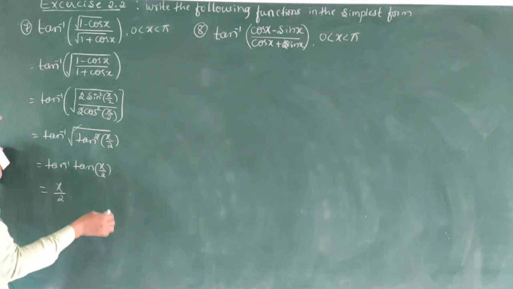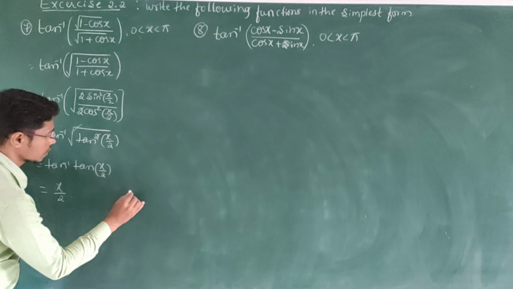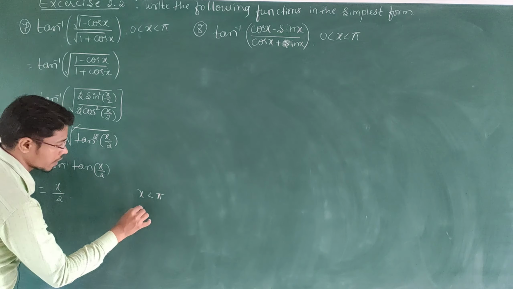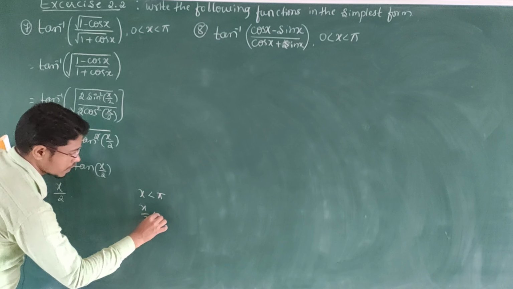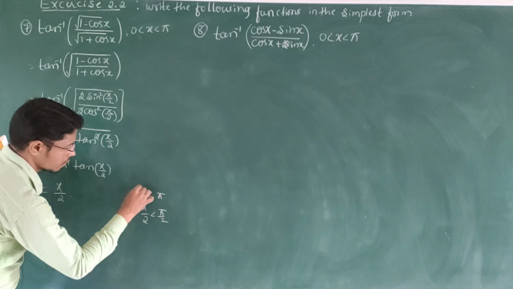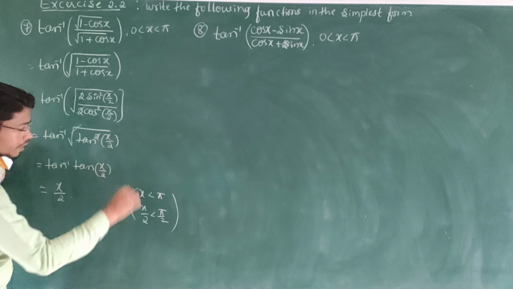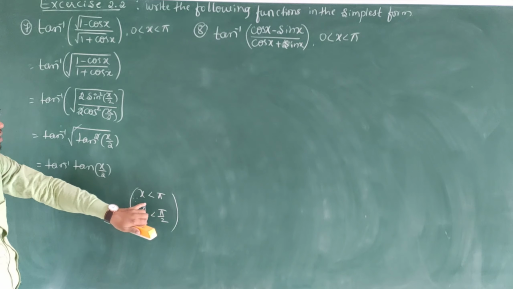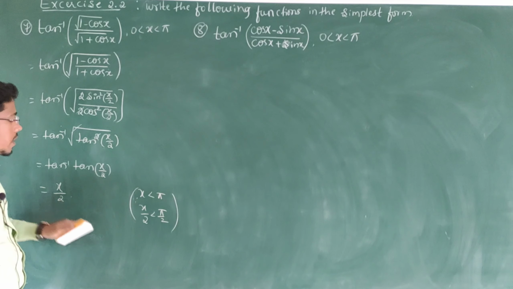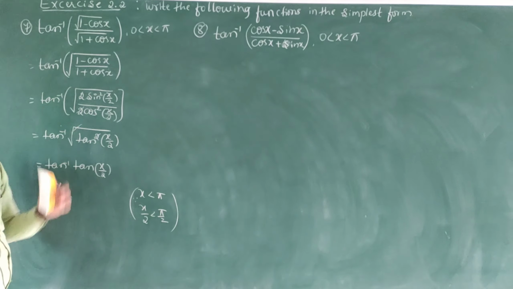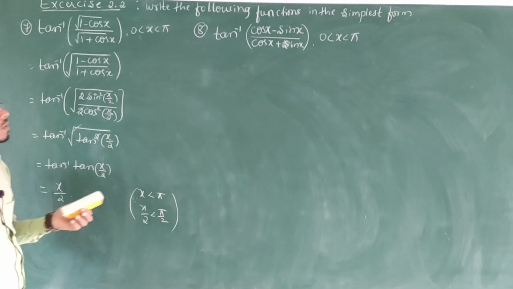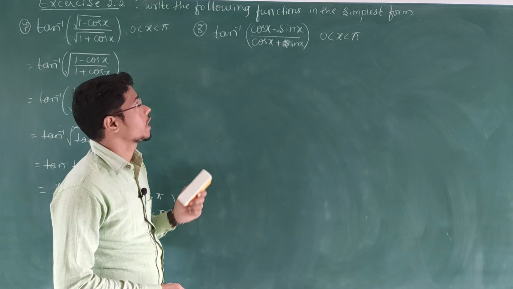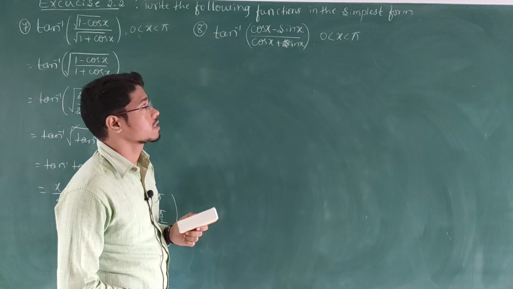See here, if x is less than pi, then x by 2 is obviously less than pi divided by 2. Because they mentioned the condition, that's why I wrote x less than pi, then x by 2 is less than pi by 2. Next, this eighth one, tan inverse of cos x minus sin x divided by cos x plus sin x.